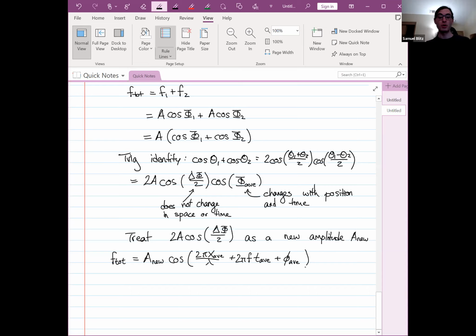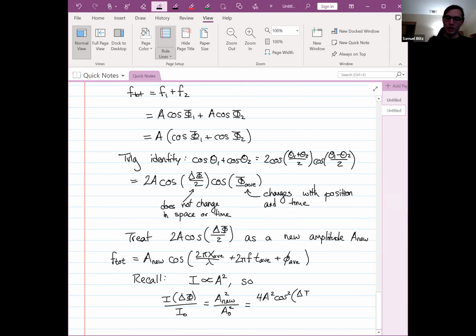So now, thinking back to computing intensity, I want you guys to remember that intensity is proportional to amplitude squared. So the intensity at some phase difference delta phi divided by the maximal intensity should be equal to the square of the new amplitude divided by the square of the maximal amplitude. Now the maximal amplitude occurs when they're perfectly aligned. In that case, the amplitude just doubles. So the square of the new amplitude is 4a squared cosine squared of delta phi over 2.